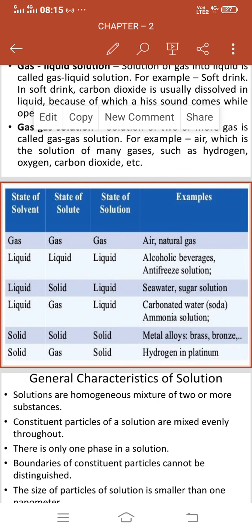We have already discussed about the types of solutions. This is the second lecture of chapter second, Is Matter Around Us Pure. So you can see this slide is showing the state of solvent, the state of solute, the state of solution and examples.